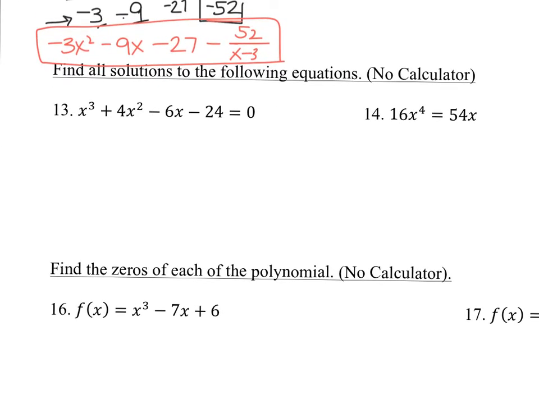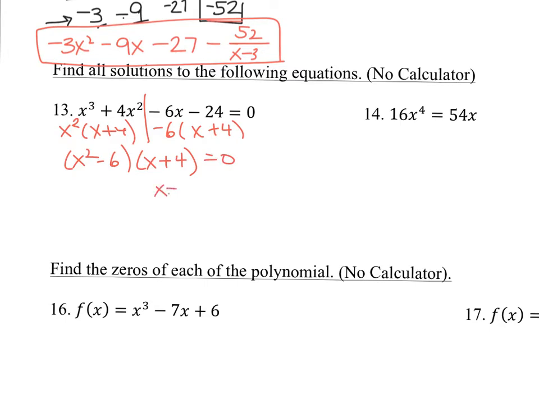Number 13, find all the solutions to the following. Okay, so I have all these x's I'm going to have to factor, and I'm going to factor by grouping. So x squared is in common. I'm left with x plus 4. Take out a negative 6, x plus 4. So now I have x squared minus 6 times x plus 4 equals 0.